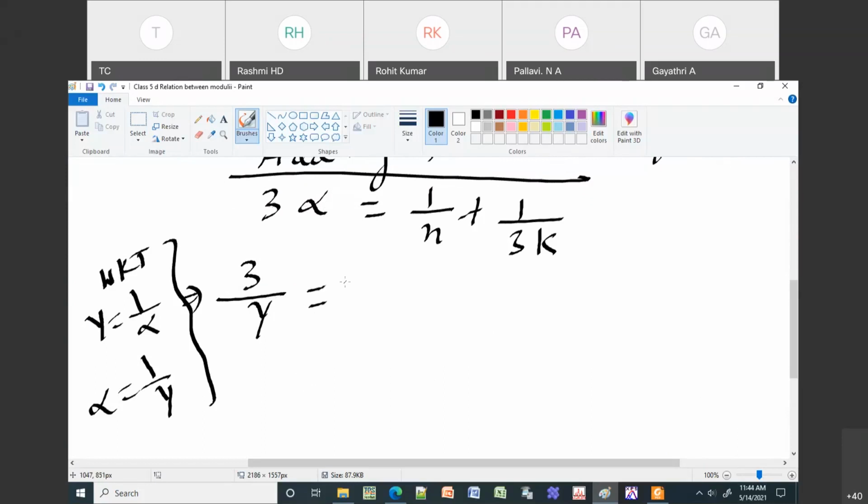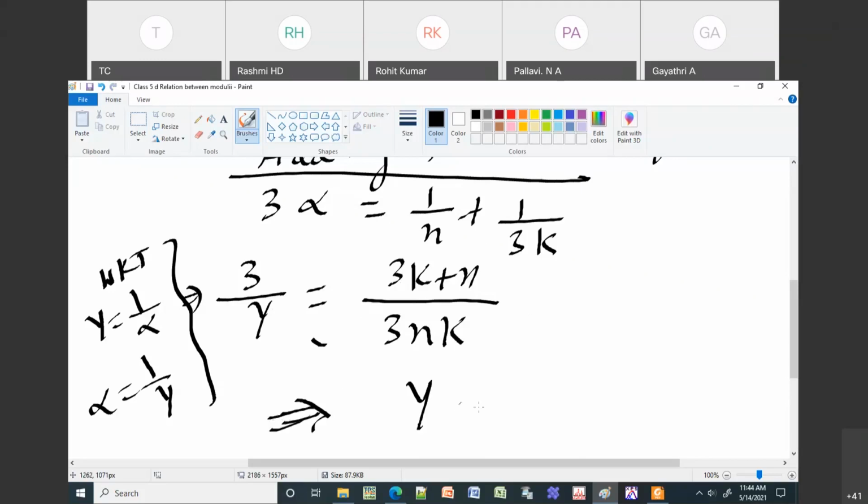Okay, so 3 by y is equal to, you take the LCM in this one. So if I take the LCM, it will be 3nk. So 3n, then you will have 3k plus n as the numerator. So now you just simplify this. I'm just going to cross multiply, cross multiply like that, and then like this.